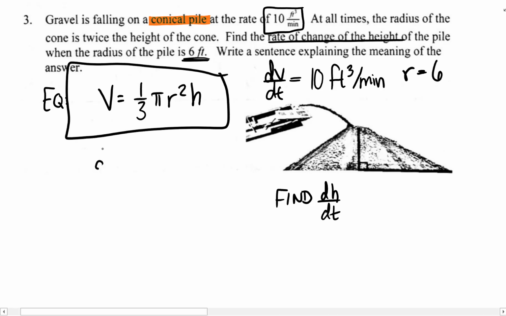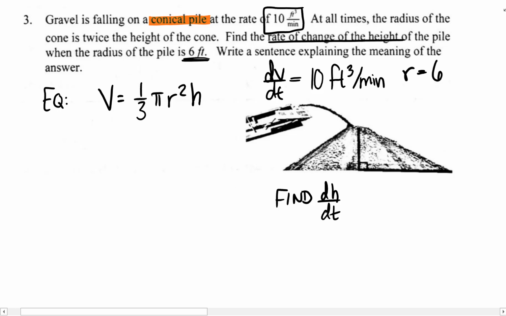When you differentiate this with respect to time, you will end up with a dV/dt, a dr/dt, and a dh/dt. But I've only been given dV/dt, and I need to find dh/dt, and dr/dt is nowhere to be found. I have too many variables in my starting equation. I need to narrow it down.